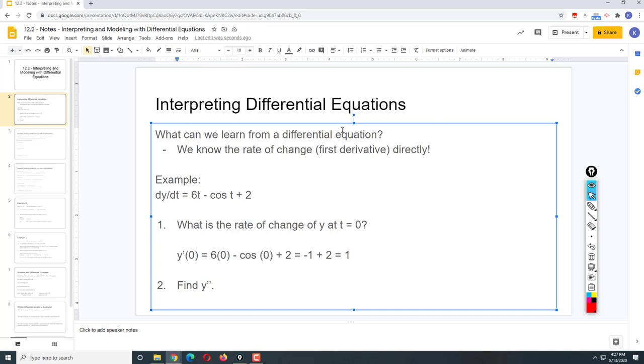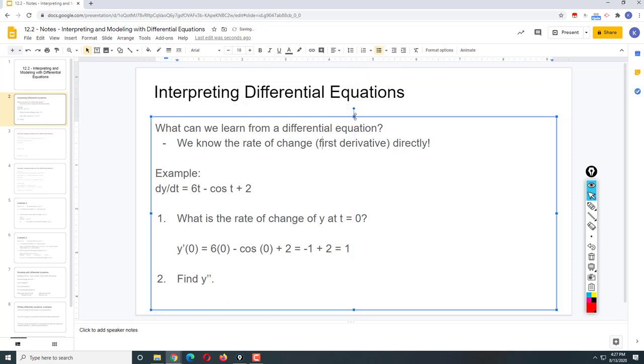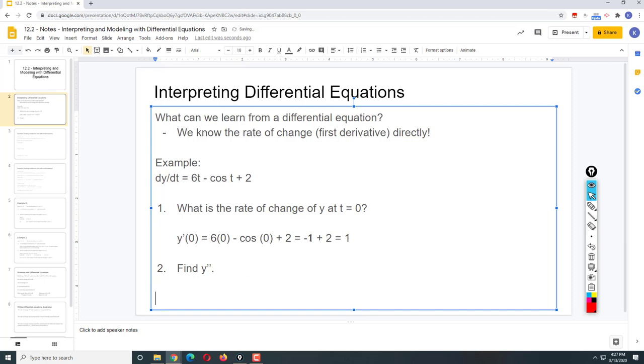Number 2, find the second derivative of y. That's just, we take the derivative of the first derivative. That's all we have to do. So the second derivative, well, the derivative of 6t is just 6. The derivative of cosine is negative sine, so negative cosine is sine. The derivative of 2 is 0. That's it. That's the second derivative.